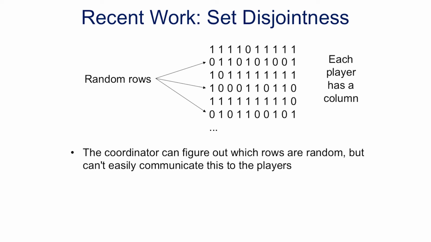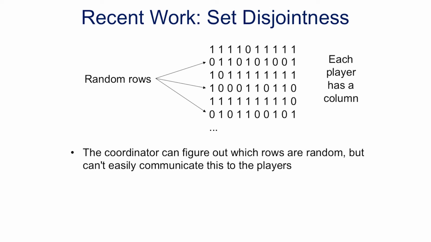Now the intuition for why this problem is hard is that the coordinator can query a few players, like the first log n players, and just query their sets entirely. It only takes n log n bits of communication. He can very quickly figure out which of the rows are random in this matrix, because if he sees 2 zeros on a row, he knows it's random. So now he knows what the important rows are, the rows which have at most 1 zero. But there's no way for him to communicate this information to the players, right?